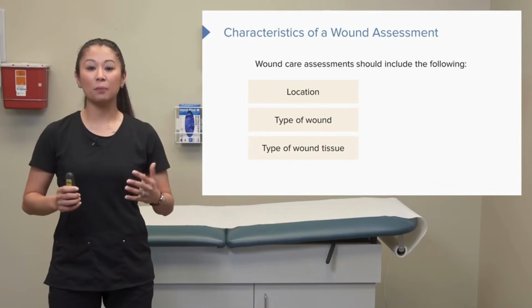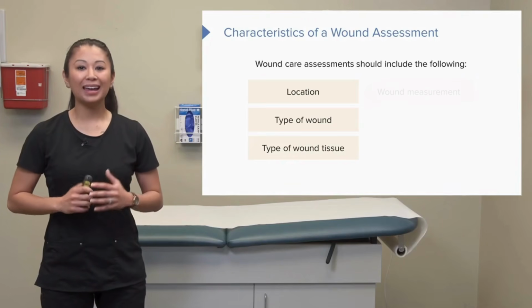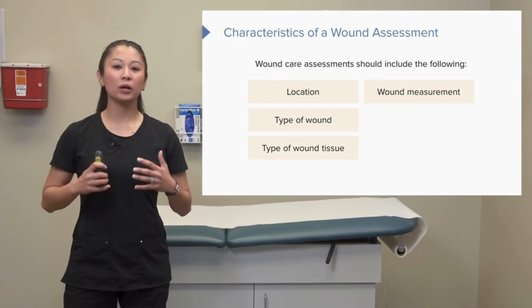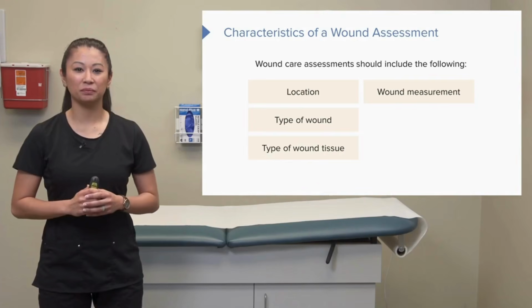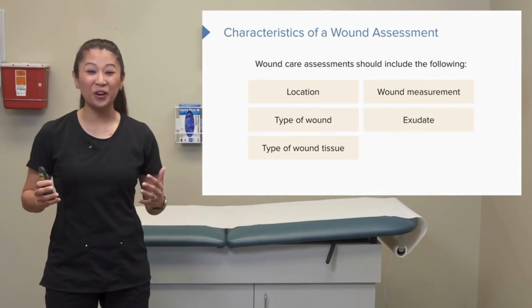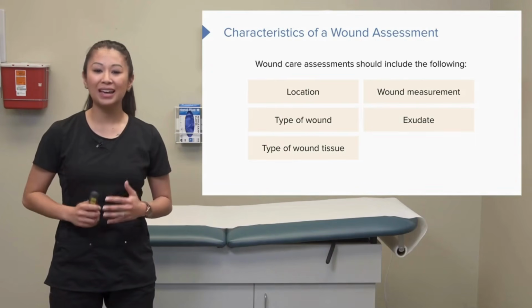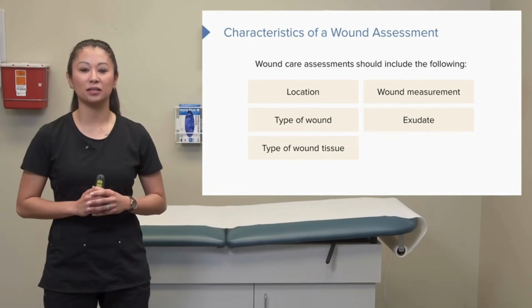Next, we've got to think about the type of wound tissue when we're talking about wound assessment. And believe it or not, measuring the wound is really important. That's how we see if the wound is getting bigger or worse, or if it's getting better. This next word is called exudate. You may have never heard of that, but what we're talking about is assessing the drainage of the wound. That drainage actually tells us some really key things in the healing process.